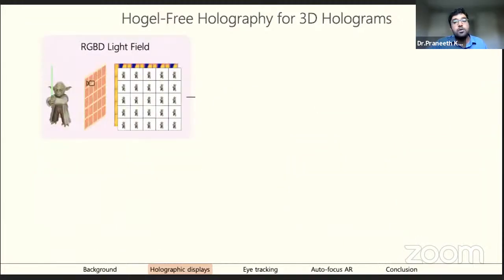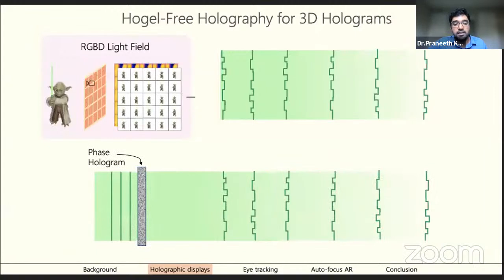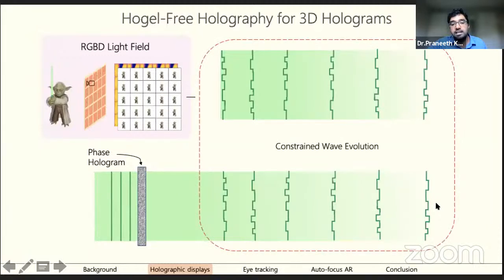So to compute a 3D hologram, what we can simply do is compute an RGBD light field, convert it into a wave representation, and then let this wave propagate over a volume. Now you start with any random phase, modulate the wave, let the wave propagate, right? And you constrain this wave evolution within a volume and optimize for the phase hologram.